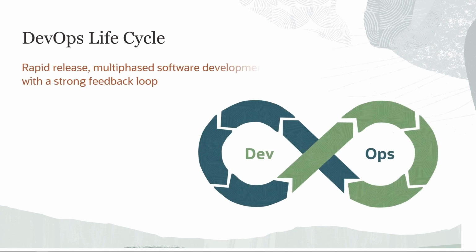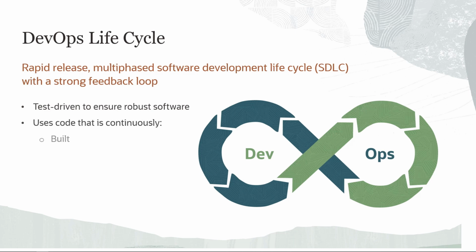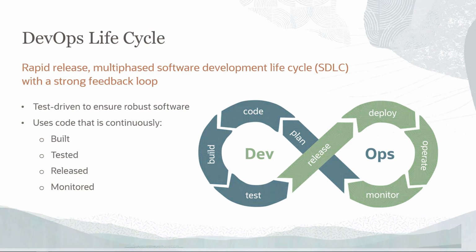Let's look at the DevOps lifecycle. It is defined as a rapid release, multi-phased software development lifecycle, and in addition to having a built-in strong feedback loop, this lifecycle is stress-driven to ensure robust software and uses code that is continuously built, tested, released, and monitored. Now let's have a look at the lifecycle phases. On the dev side, you have plan, code, build, test, and on the operation side, you have release, deploy, operate, and monitor.